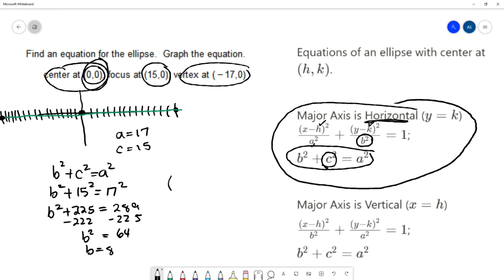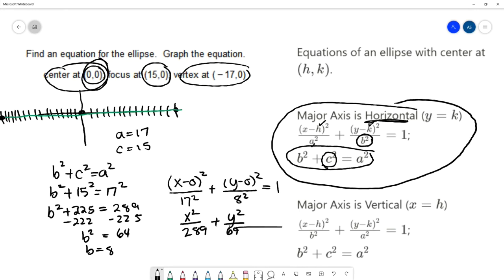It's (x minus 0) squared over 17 squared plus (y minus 0) squared over 8 squared equals 1. We'll do a little cleaning up and get x squared over 289 plus y squared over 64 equals 1. So we have the equation of our ellipse, and let's take a moment to sketch the graph of this ellipse.